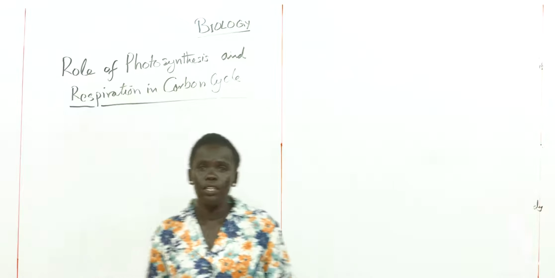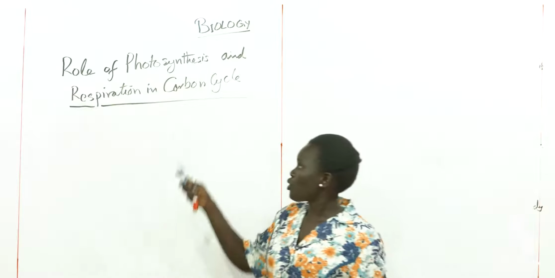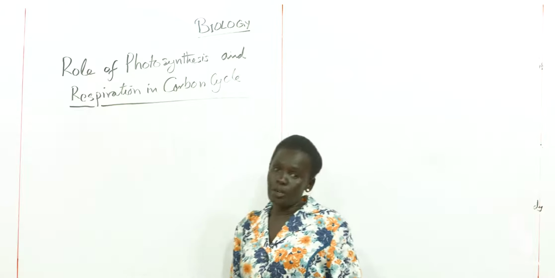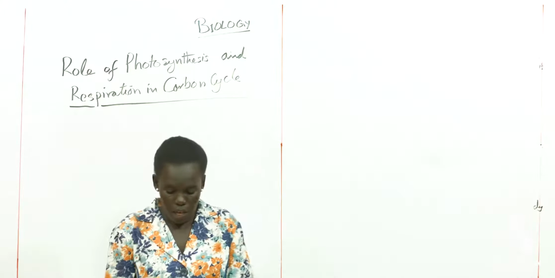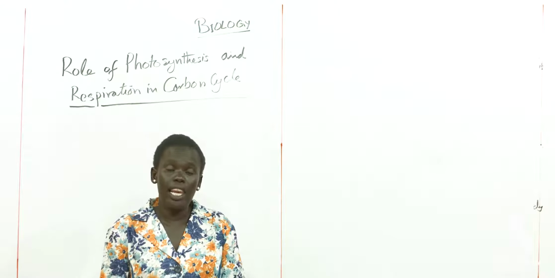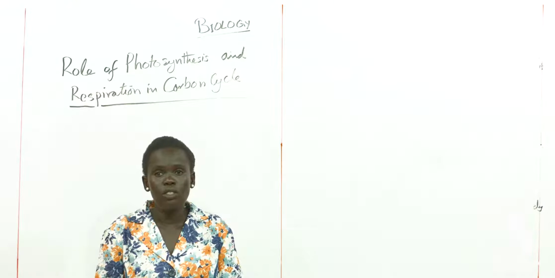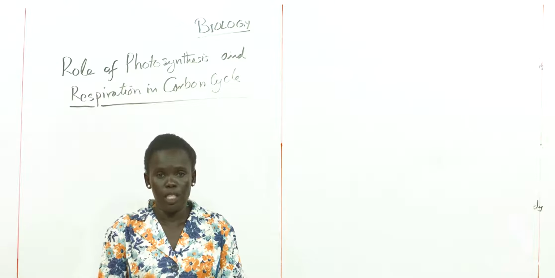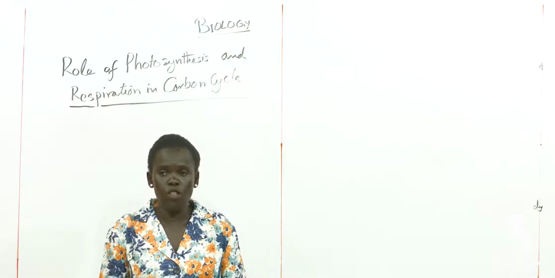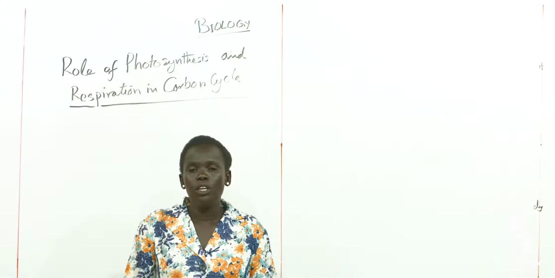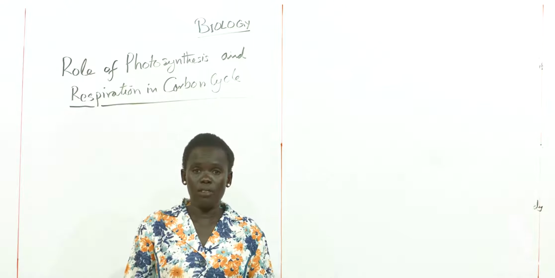Our topic of today is the role of photosynthesis and respiration in the carbon cycle. In the two previous lessons, we learned about the importance of photosynthesis and respiration in living things. Then the importance of these two biochemical processes was summarized into 3 points.